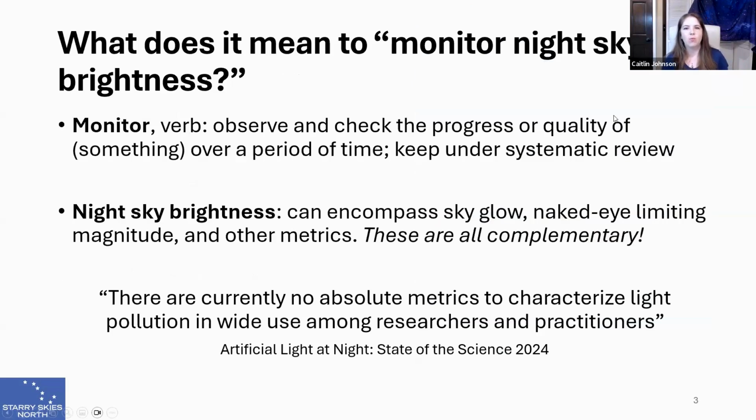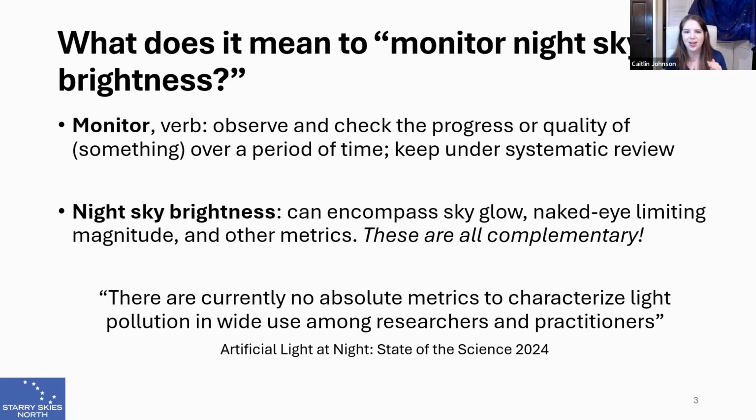Okay, so what do we mean when we say monitoring night sky brightness? Let's break it down. To monitor is a verb in English: to observe and check the progress or quality of something over a period of time, and that over a period of time is important. And when we say night sky brightness, this term can encompass sky glow, naked eye limiting magnitude, and other different metrics. All these different metrics are basically measuring the light pollution above us. And these are all different complementary metrics.